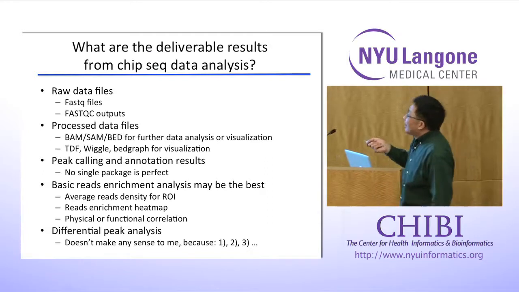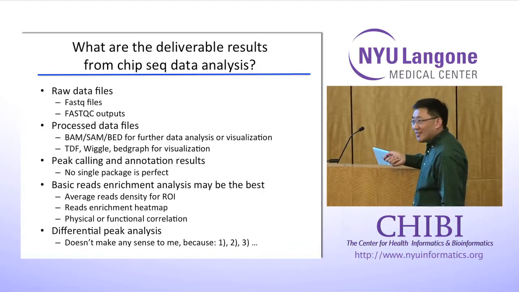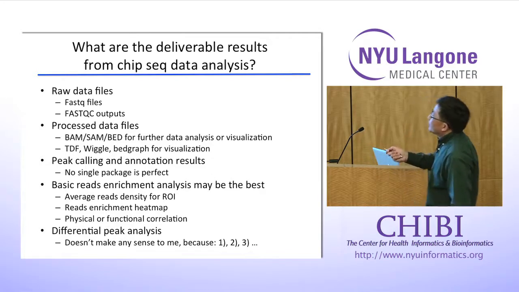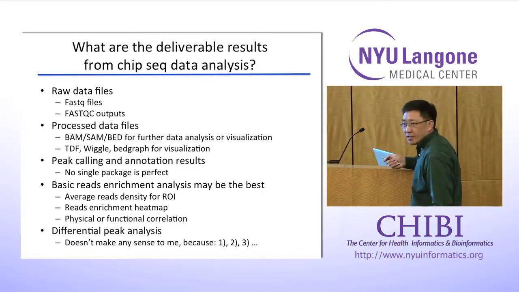So here are the results. If you work with me, you should expect to get this output. You will get the FastQ file, of course, that comes from you, and I will send this back to you. There will be quality control output: how good is your experiment at the sequence level? And you will get these processed data files, BAM files. You can take those for visualization if you want.